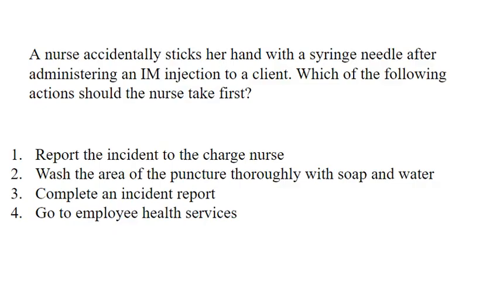Physio and psych: report the incident to the charge nurse, wash the area of the puncture thoroughly with soap and water, complete an incident report, and go to employee health services. Do you see that none of those really fit for physio or psych? We can't use that step. So then we say, does it make sense? Let's just say that all of those do make sense, don't they? And there really is no A, B, and C here either. So this is an example where Maslow is not going to help us. So we go to the next step.